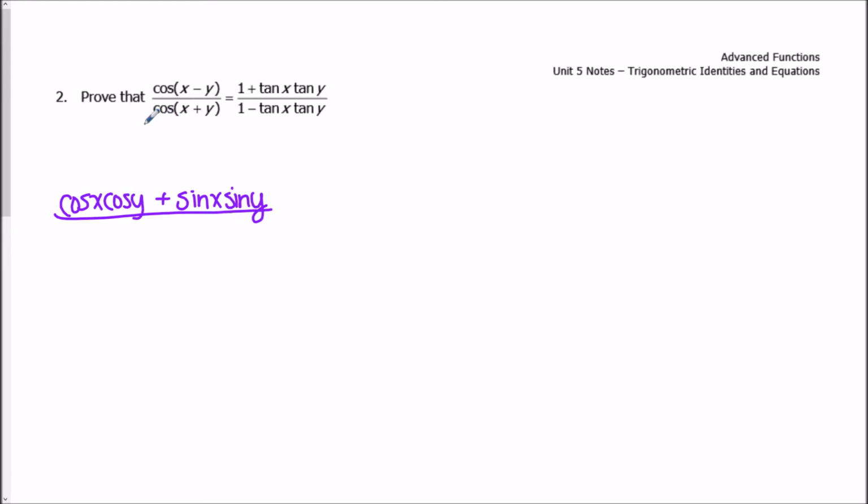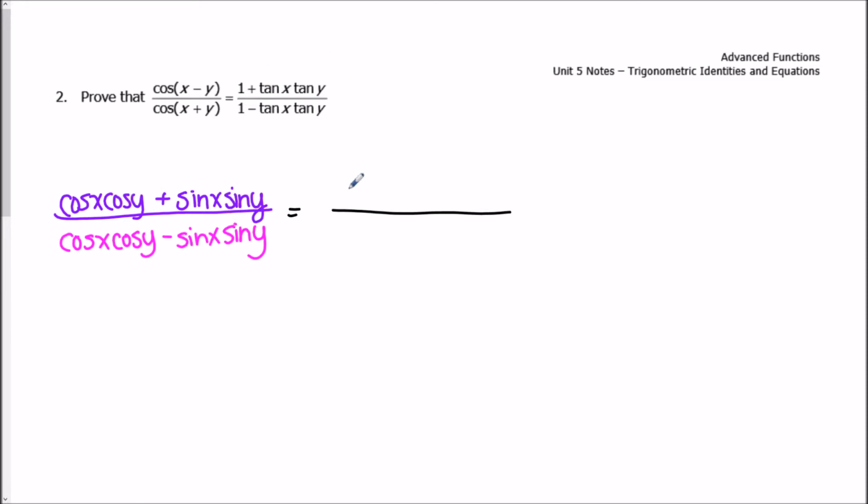Cosine of x plus y is going to be cosine of x, cosine of y, minus sine of x, sine of y, okay? And that's going to equal, on the other side right here, I have 1 plus tan x tan y. So I'm going to convert everything here into sines and cosines.